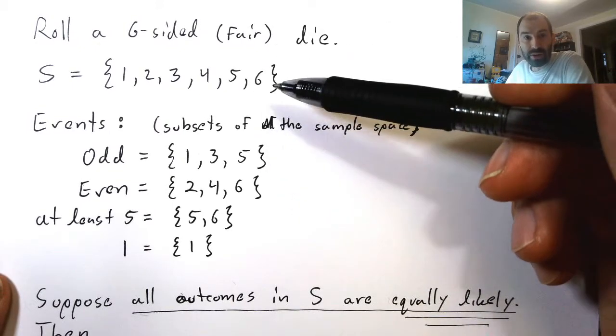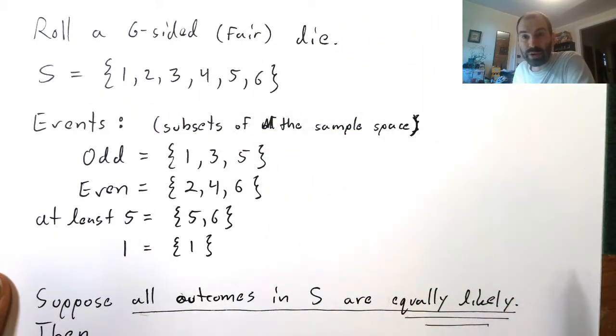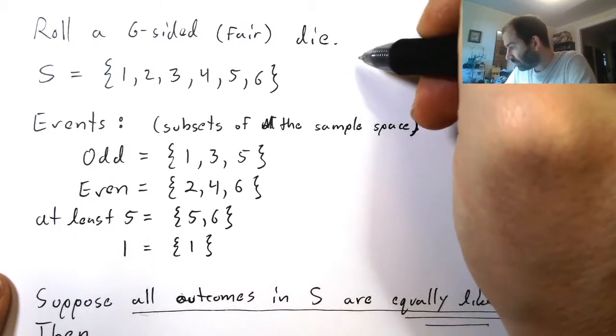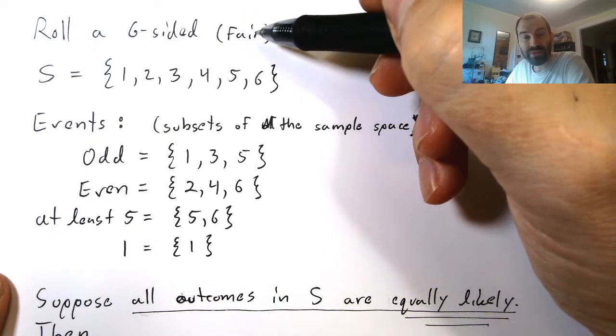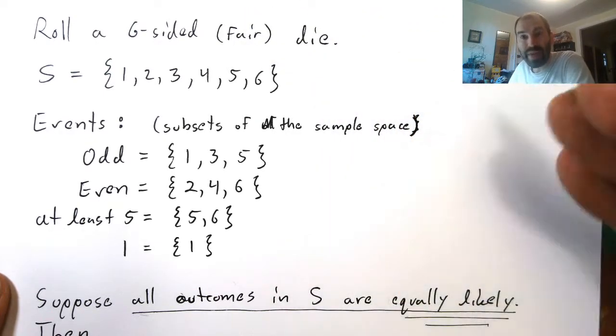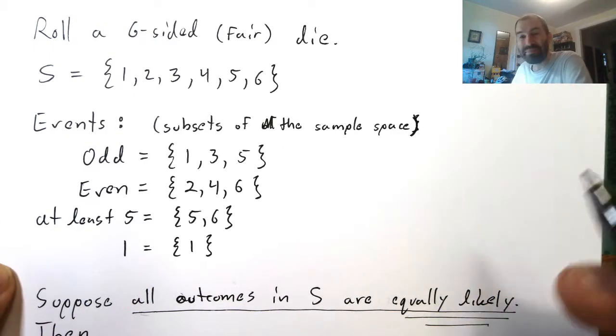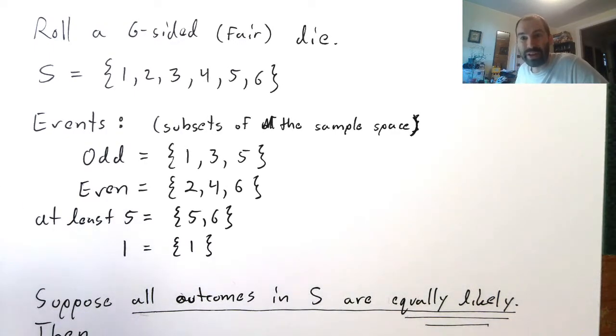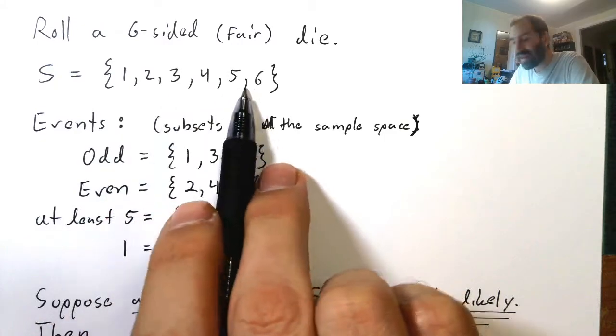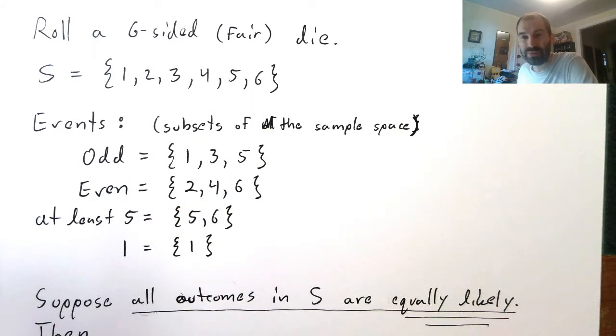Are all these outcomes in the sample space equally likely? Well, the die is a fair die, right? That's what that means. A fair die means that every number is equally likely to occur, right? So because the die is fair, yes, this does satisfy that condition. All these outcomes are equally likely.